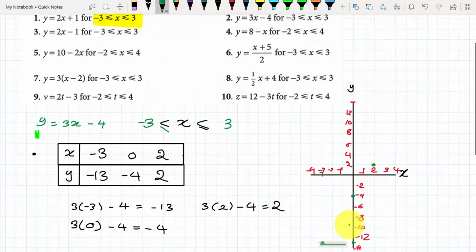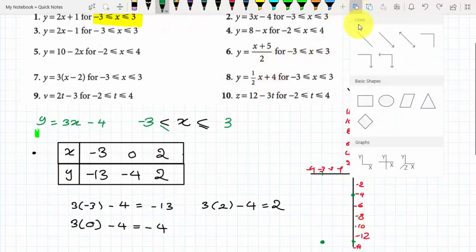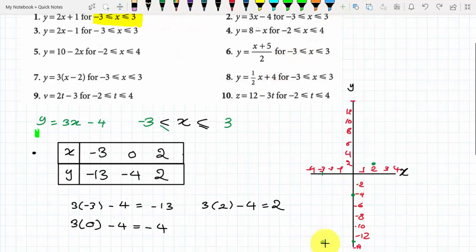Then here is the graph. If we join the points with a straight line, you see the graph of 3x minus 4. The graph should go up to 3, then this is where the graph stops. Because the question says the graph should be between negative 3 and 3. The graph should go until it reaches 3. And on the other side, until negative 3. Now, this is the graph.